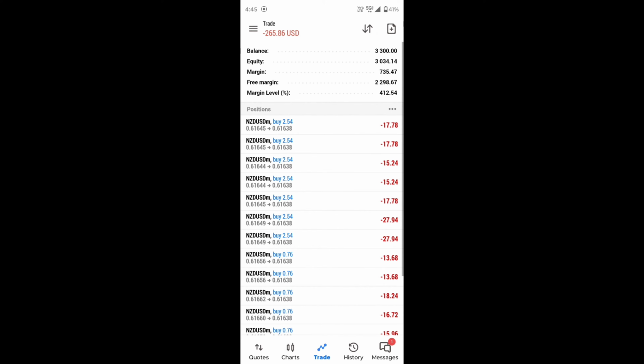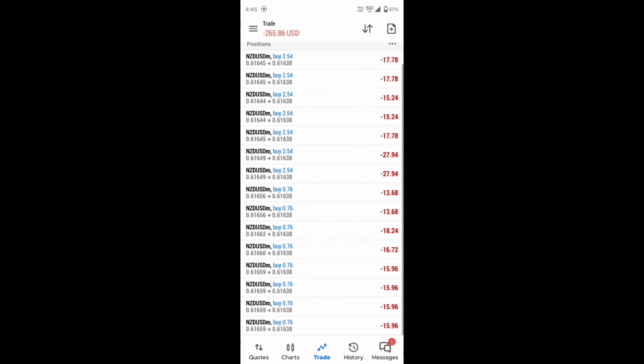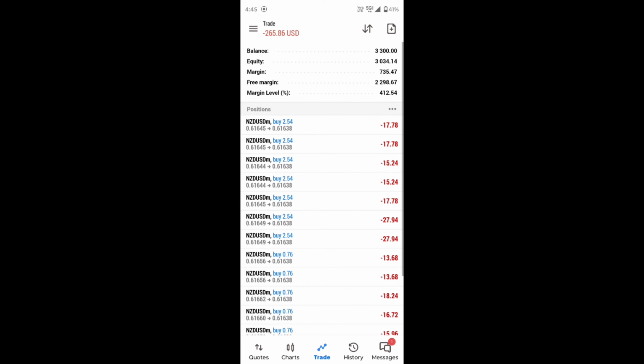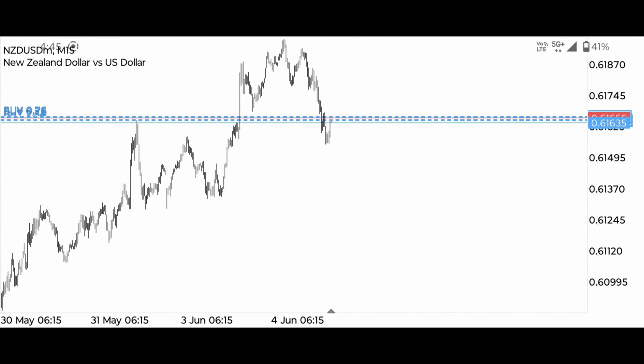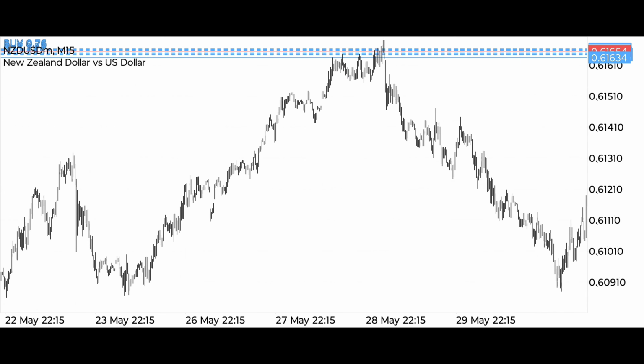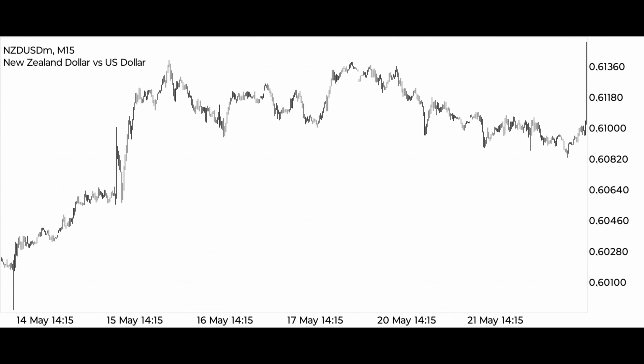Guys, I have deposited $3,300 in this account. Let's see how much we can grow this account. Right now we are incurring a loss of around $200. We will follow the proper trading process here. Now I understand you why I placed the buying trade here. The market always moves according to its nature.